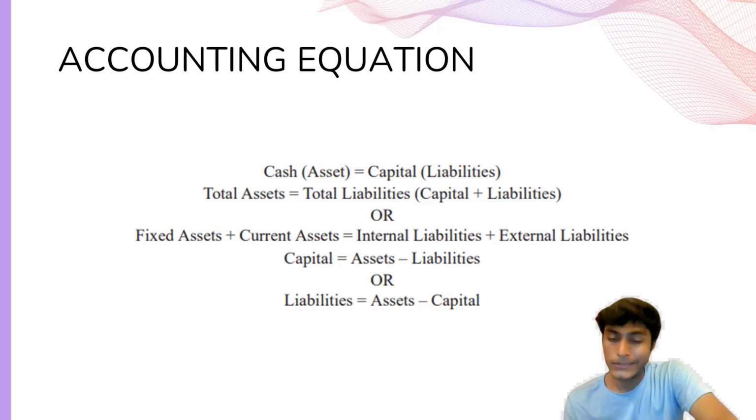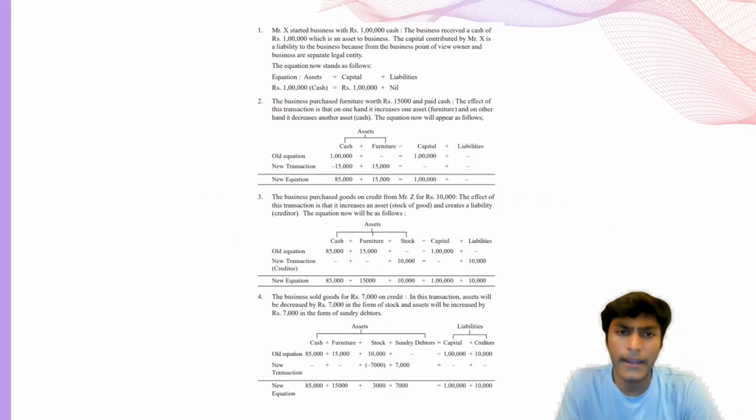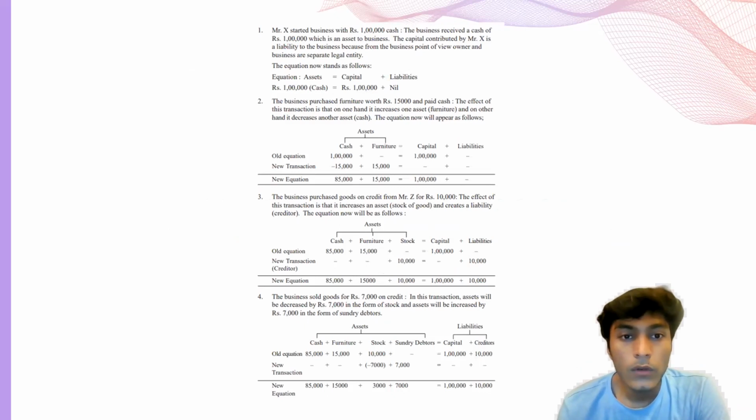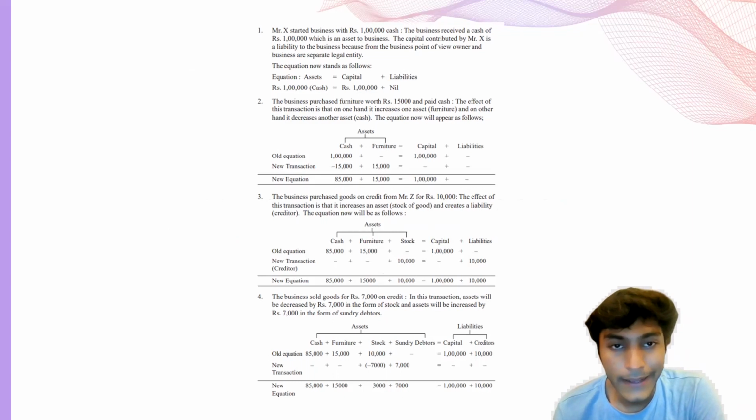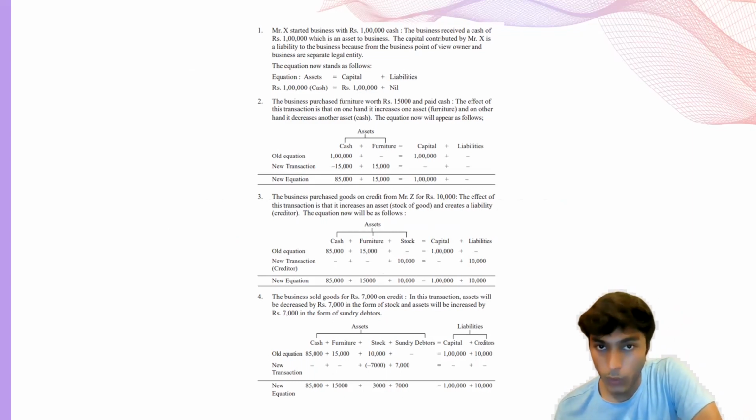So the total asset of a particular business would always be the same as the total equity plus the total liability of that firm. This is the standard accounting equation that an accountant follows for the accounting process. Now let's discuss the first question: Mr. X started business with 1 lakh. The business received cash of 1 lakh, which is an asset to the business. So how can we create the entry?